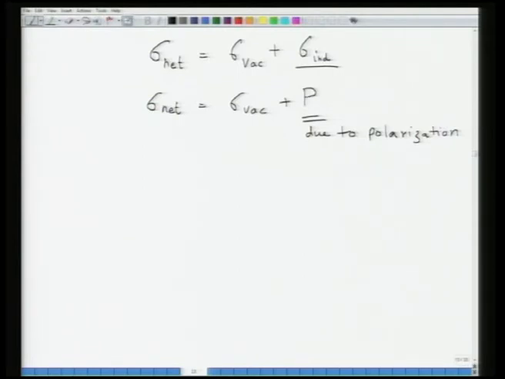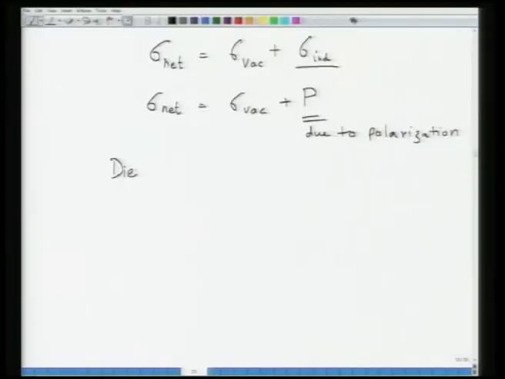Polarization. This is the extra charge which results from the polarization of the material. Now, according to electromagnetic theory, the surface charge on the plate of a dielectric can be defined as what is called dielectric displacement. If we write it as dielectric displacement D, this D can be written as Q by A.